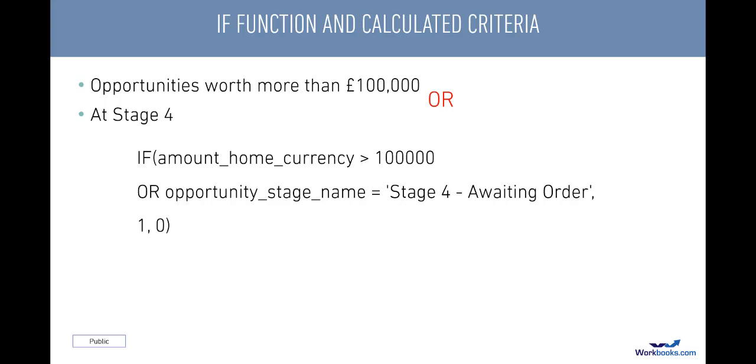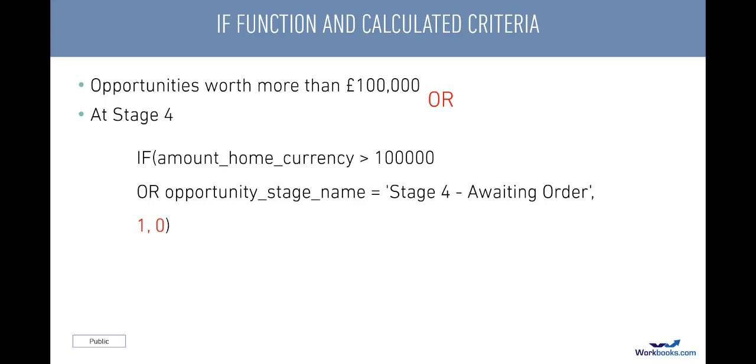To achieve this, we need to build a conditional formula that looks like this. The formula starts in the way that we've already seen, and it tests the value of the opportunity. But instead of adding a comma immediately after the 100,000, we've got an OR, with another test about the stage that the opportunity has achieved, and the comma at the end of that. Then we've asked to return a 1 if either condition is met, and a 0 if neither condition is met. And of course we've finished with the bracket as usual.